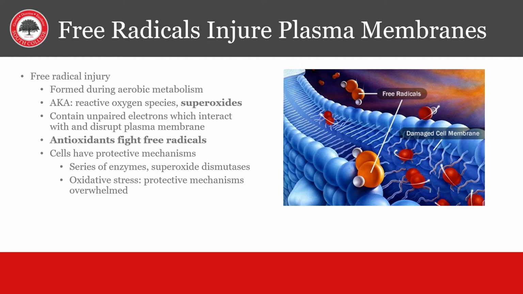Free radical damage is the usual cause of plasma membrane destruction. Free radicals are oxidizers. They carry an unpaired set of electrons that will disrupt organic molecules like the plasma membrane. They are known as superoxides, and to remember that free radicals are bad news, recall that oxidation is destructive. If we lived in a world of 100% oxygen, then we would not be here. We would have burned up long ago.